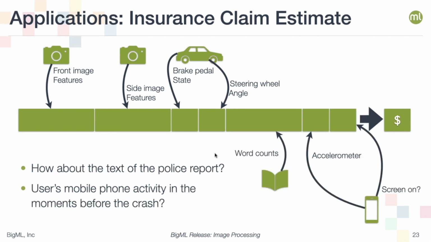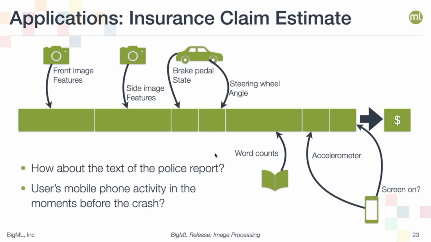Let's go a step further. What if you have the police report? What if you know the text of the police report? Is that going to impact your estimate of the damage? What if you have phone data? Allstate or various other insurance agencies have a phone app that you can use, like a safe driving phone app that gives you discounts in your insurance. What if you know all of that data?